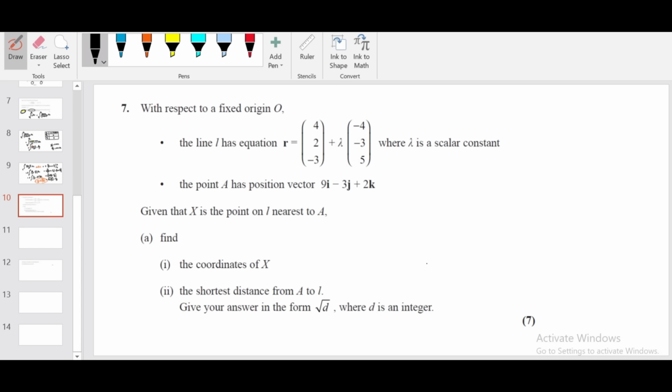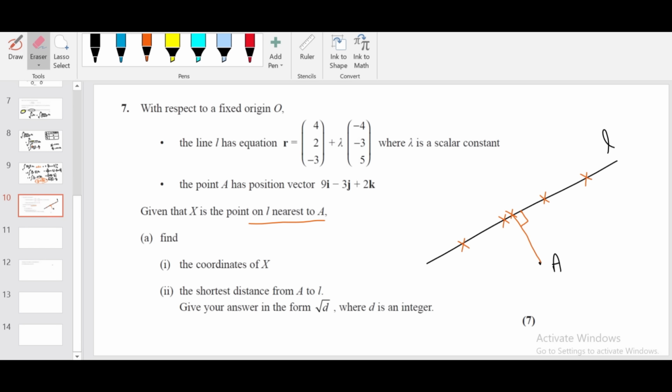What does that mean? Let's say you have a straight line L here and a point A here. You need to consider a point that lies on this straight line L. The point can be here, here, here, anywhere. But the point is nearest to A. What does that mean? If the point is here and you draw a line from the point to A, that line should be perpendicular. That's the point they are talking about, because that's the point that would be nearest to A. So we are going to consider the point X here.